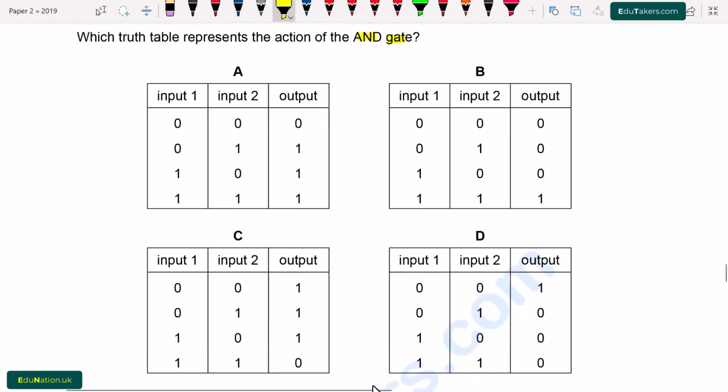Now we see the options. In A, when both of the inputs are high, the output is high. So this combination is correct. But all others are incorrect because in the second and third combination, only one input is high. The output is also high, which is incorrect. In option B, we can see here, when both of the inputs are high, the output is high. Otherwise, in all of the combinations, output is low. So option B is correct. It is the truth table for the AND gate.